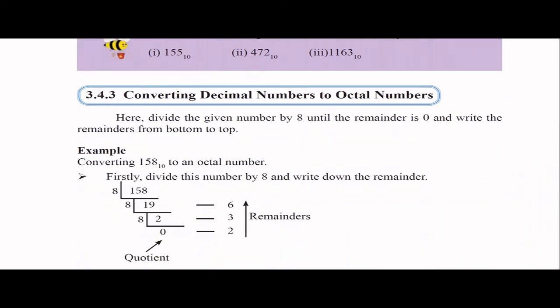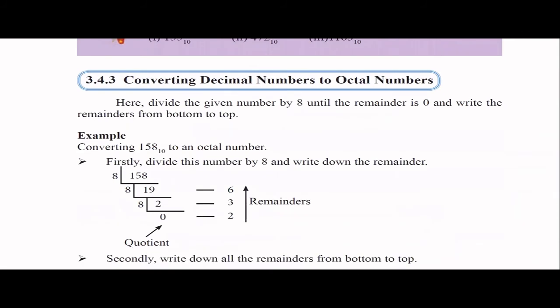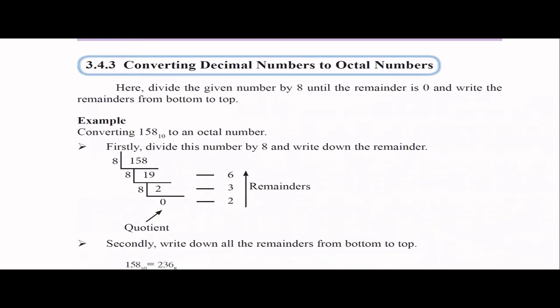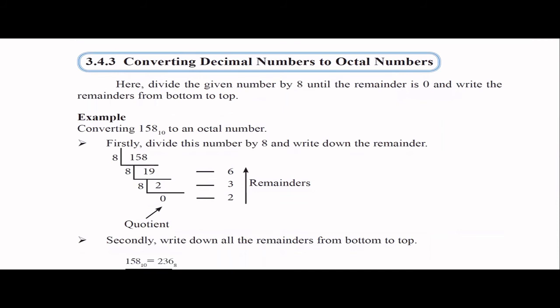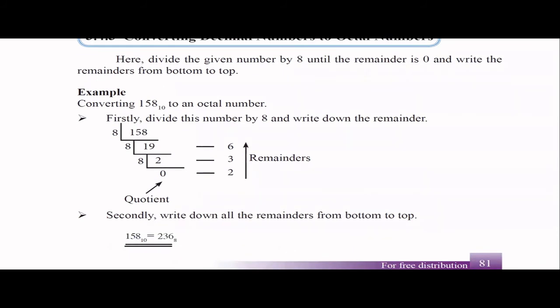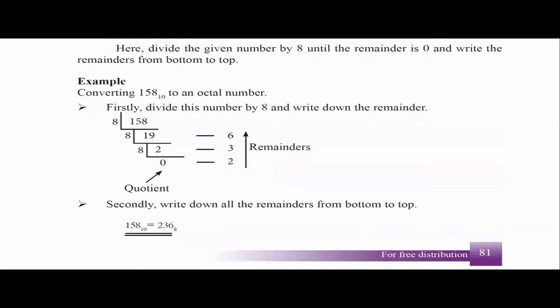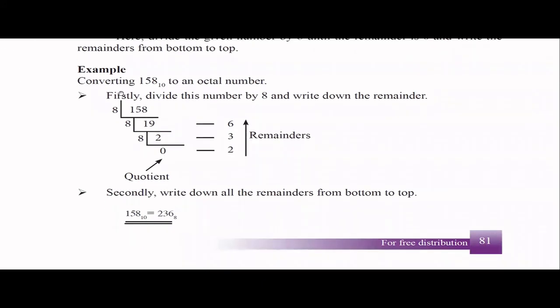Now we are going to convert decimal numbers into octal. So octal means 8. So here what you have to do is divide the given number. This is a decimal number. So you have to divide this number by 8 until the final quotient is 0. Okay. So this is number 158. You have to divide by 8.